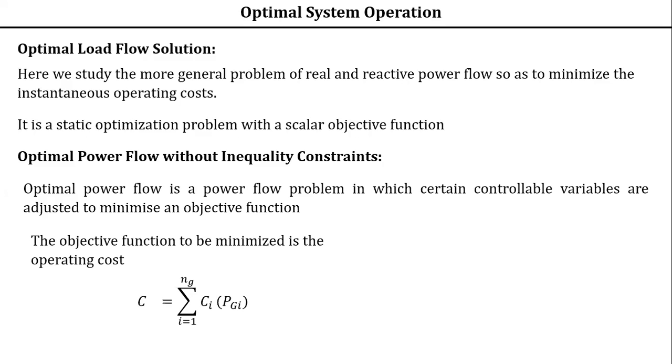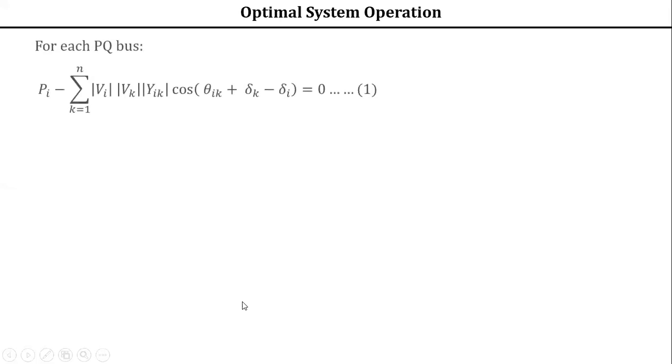Now the objective function is to minimize the operating cost. This equation is nothing new; we have already taken it. The total production cost C is equal to the sum of Ci of PGi, that is, the cost of generating PGi at the ith unit, where i varies from 1 to NG, the number of generating units. This is your objective function, the same one we considered in the previous module also. Understood? Now, once you have considered the objective function, this is your economic dispatch.